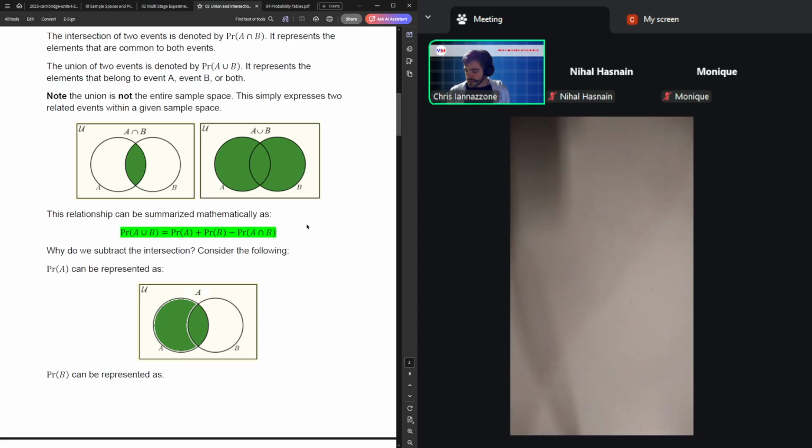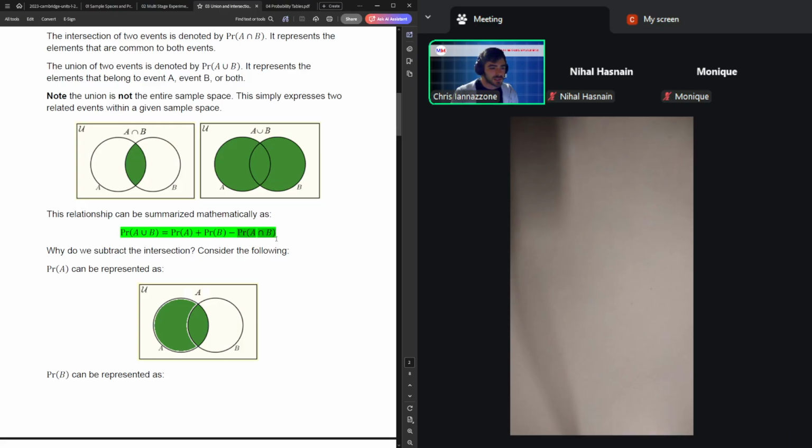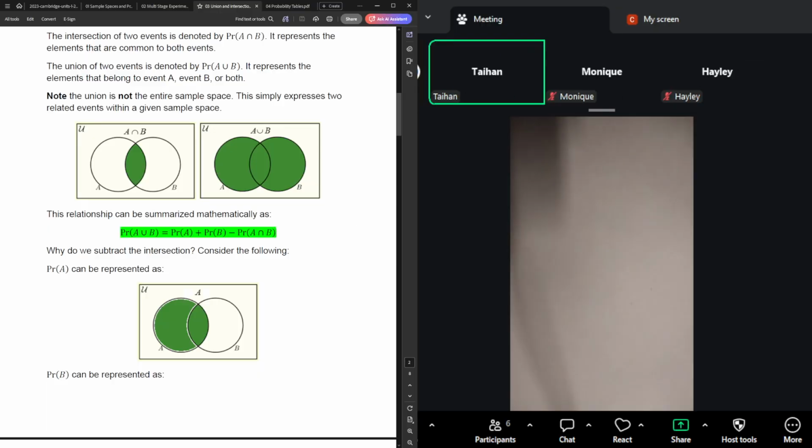Now, this was something that was a bit weird to me in school because I wasn't super bright, I guess, and I always thought, hang on a minute, if the union includes the intersection, why are we subtracting it? Before I give that away, does anyone want to take a stab at why we're subtracting the intersection here? Otherwise, you'll count it twice. Otherwise, we'll count it twice.